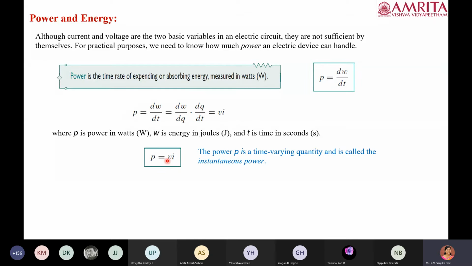This power is basically a time varying quantity, and it is also called instantaneous power. However, if both the voltage and the current are DC, where they will not change with respect to time, then the power will be a constant value. However, if the voltage and current are alternating in nature, then the power will also vary, and such power is called instantaneous power. The term instantaneous represents that it will change with respect to time. So this is the basic definition of power and the mathematical expression for power.